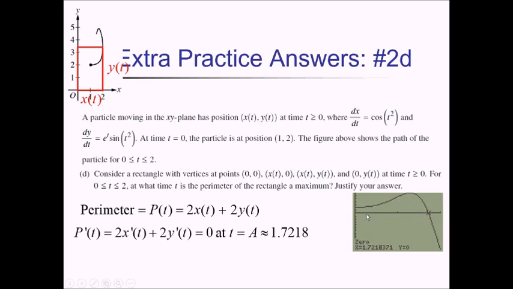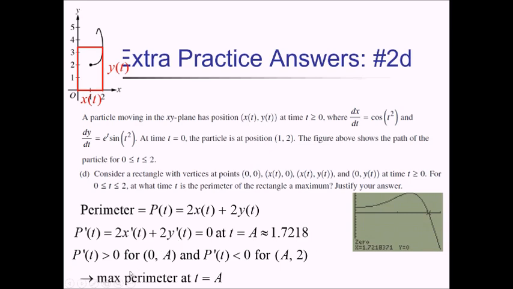So we would say that p prime is greater than 0 on the interval from 0 to a, and p prime of t is less than 0 on the interval from a to 2. So basically then, the perimeter is increasing until we get to time a, and it's decreasing after that. So a must be our absolute max. So we have our max perimeter then at time a.